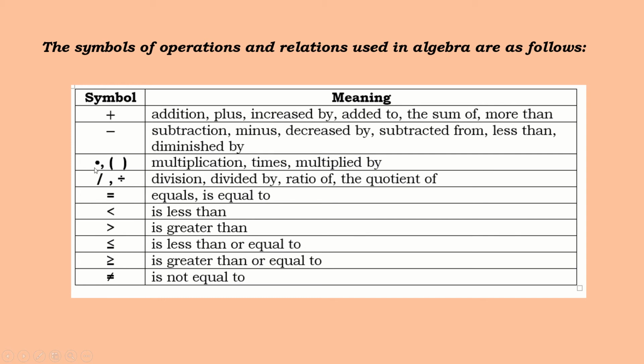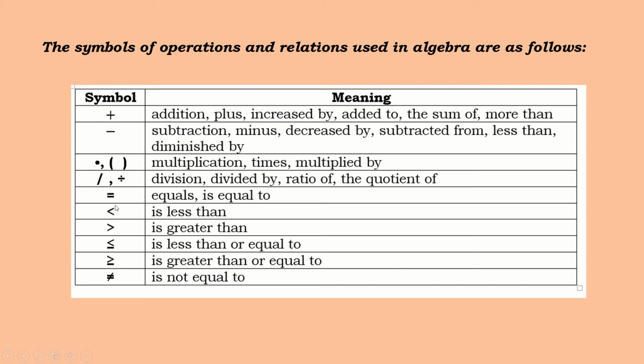We have also here the dot as well as the parenthesis. It means multiplication: times, multiplied by. We also have here the symbol of division. We have here the slash as well as the division symbol. We can denote this meaning as division, divided by, ratio of, and the quotient of.